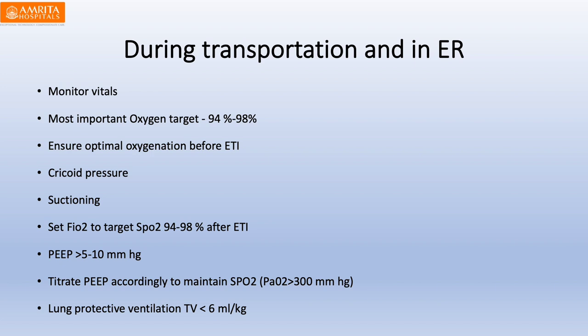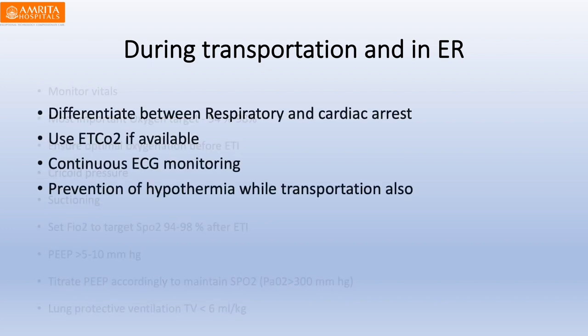So that should be your target after the endotracheal intubation, and PEEP should be 5 to 10 mmHg. Titrate PEEP accordingly to maintain a PO2 of more than 300. That is the initial setting, but later on you can decrease your FiO2 as well as your PEEP. So what you have to remember is lung protective ventilation similar to that of ARDS, that is low tidal volume, high PEEP, tidal volume less than 6 ml per kg. So that will be your strategy.